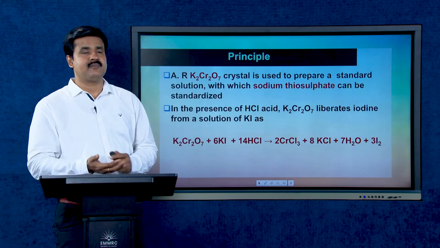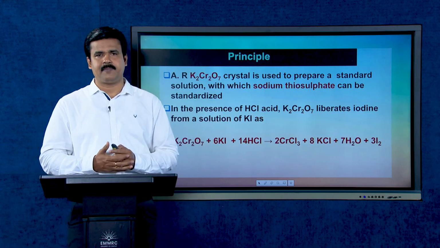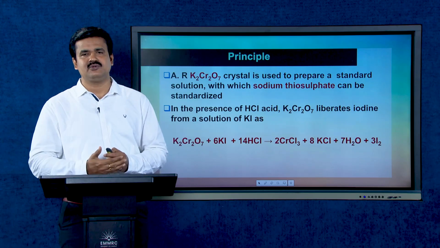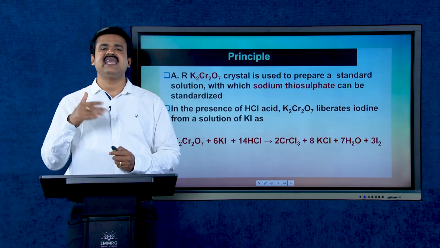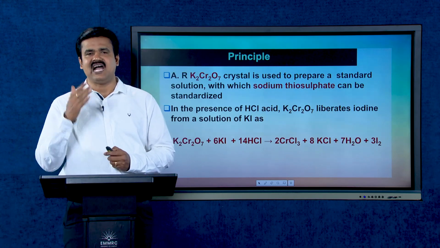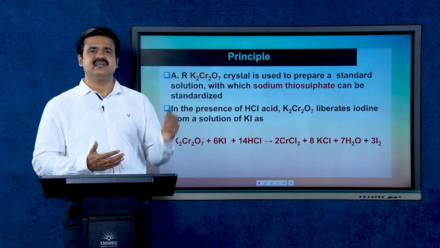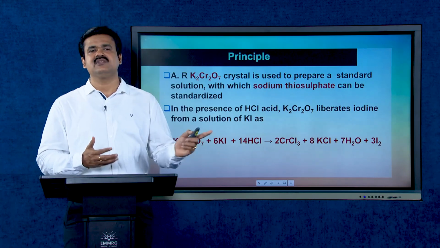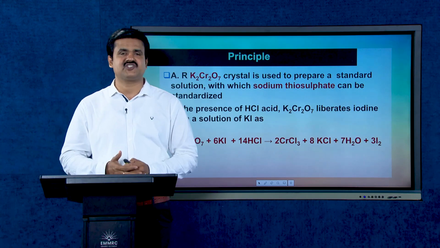At the same time, potassium iodide, which contains I minus, is oxidized to I2. That is, KI or potassium iodide acts as a reducing agent, and K2Cr2O7 acts as an oxidizing agent. So, this is simply a redox reaction.